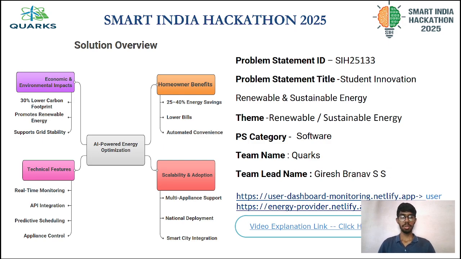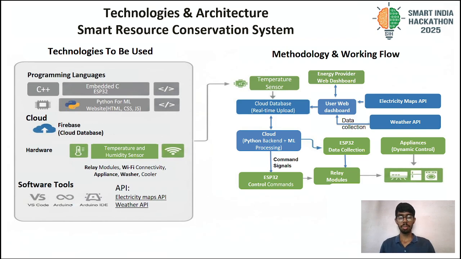Our problem statement is student innovation, renewable and sustainable energy, and the major theme is renewable and sustainable energy. We overcome this problem through four aspects of this solution overview: economic and environmental impacts, homeowner benefits, scalability and adoption, and technical features, and these come under AI powered energy optimization. This is the basic methodology and working flow of the whole project.